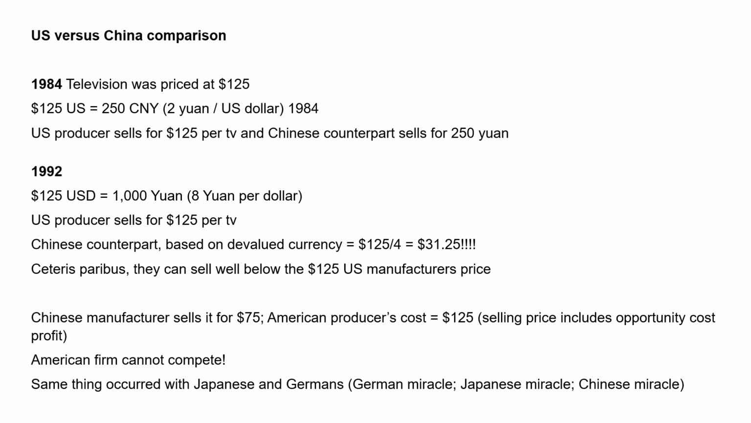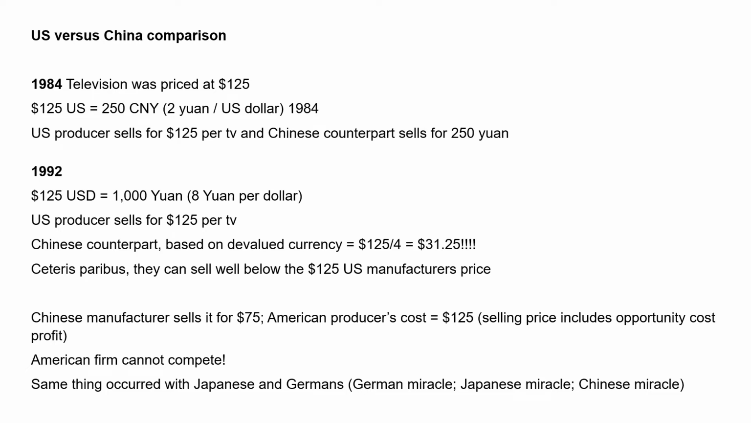manufacturer's price. So, for example, the Chinese manufacturer might sell it for $75, and the American producer's all-in cost, the opportunity cost, etc., the selling price is at $125. Again, that includes that opportunity cost. Plain and simple, the American firm cannot compete. There's no way they could take $50 out of the price of their TV and stay in business.